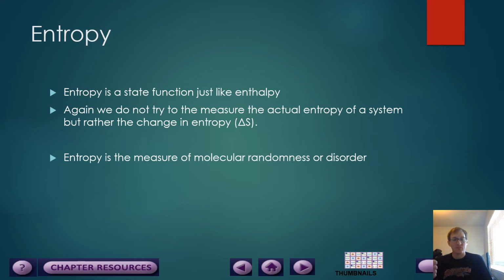Okay, so like I said before, entropy is also a state function just like enthalpy, so we don't really care about the total entropy of a system. We care about how it changes. So after the reaction is occurring, what is the disorder? Is it going up? Is it going down? Is it making the reaction increase the disorder of the universe or decrease it? So entropy is the measure of molecular randomness or disorder.